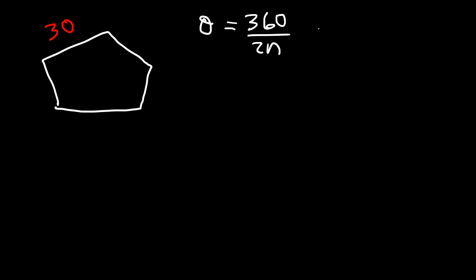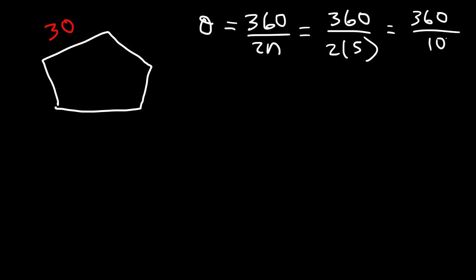Now let's work on another example. Very similar to the last one, but with a pentagon. So let's say the side length of the pentagon is 30. Calculate the area. So first, let's calculate the angle. The angle is going to be 360 divided by 2n. So for a pentagon, we have 5 sides, so n is 5. And 2 times 5 is 10. So the angle is 360 divided by 10, which is 36 degrees.